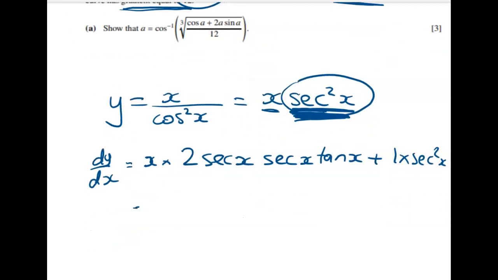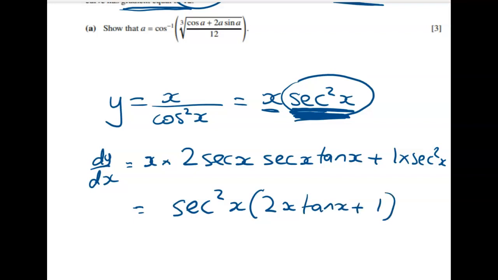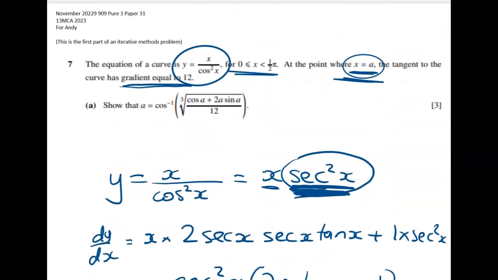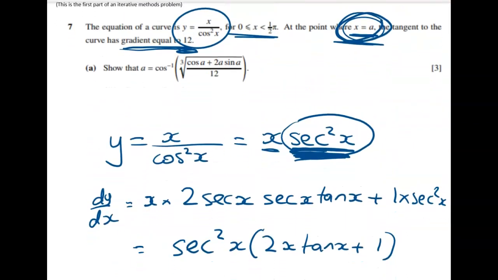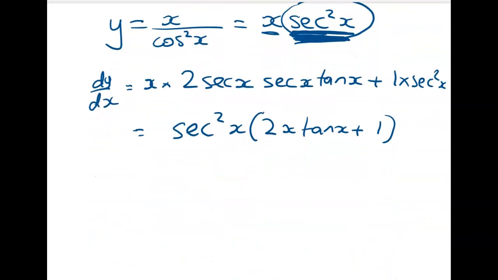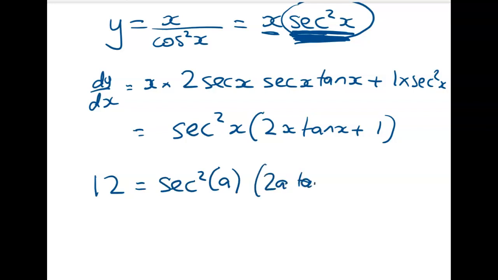Right, let's clean that up. I'll factorise at the same time, so we get sec squared of x into 2x tan x plus 1. And we know from the question that when x is equal to a, that gradient is equal to 12. So 12 is equal to sec squared of a times 2a tan a plus 1.